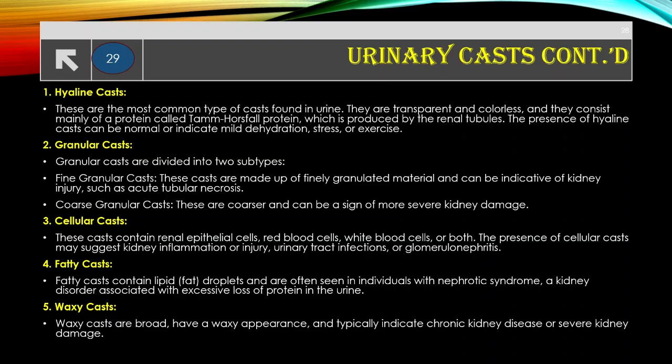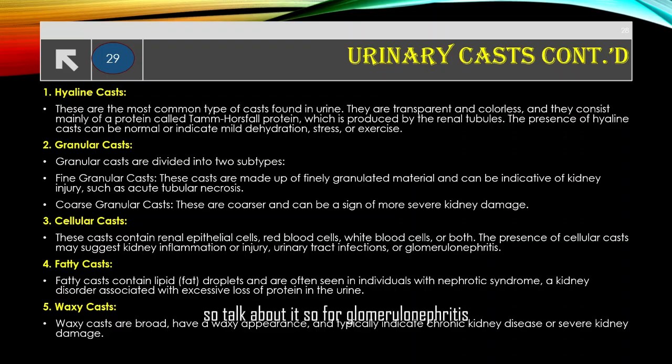A fine one is made of fine granulated material and can be indicative of what? Kidney injury, such as acute tubular necrosis. So if they ask you, ATN, acute tubular necrosis, is the differential for granular casts. And then the coarse ones can be a sign of more severe kidney damage. Then you have what is called the cellular cast, which we said we divide according to the type of cells that you see on a microscope. You can have renal epithelial cells, red blood cells, white blood cells, or both mixed together. These ones also will be indicative of kidney injury or kidney damage or ongoing inflammation, or indeed urinary tract infections or glomerulonephritis.